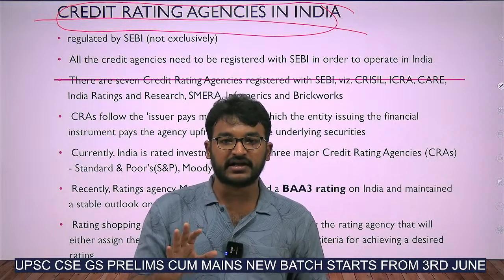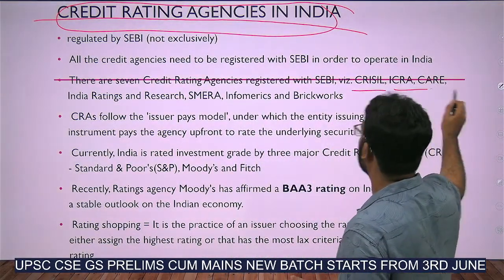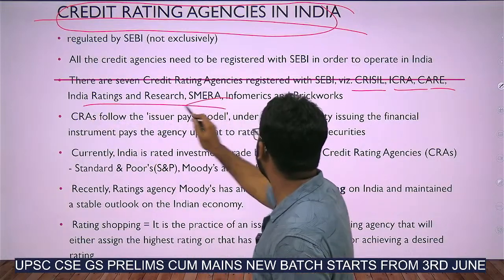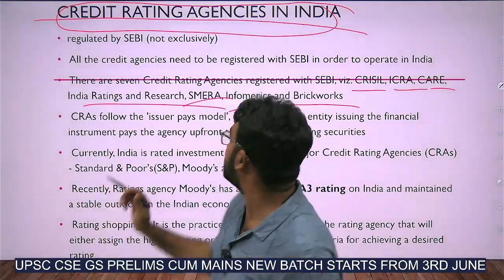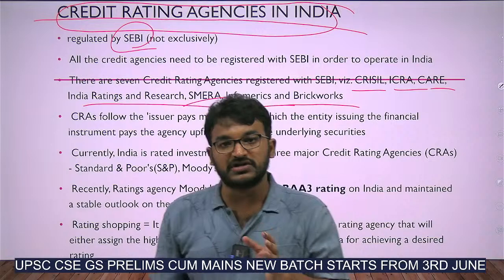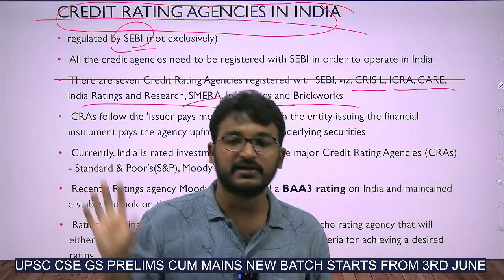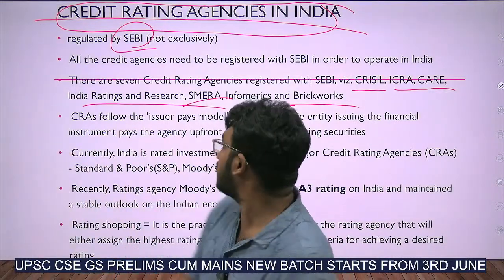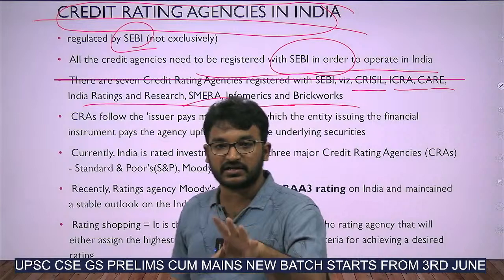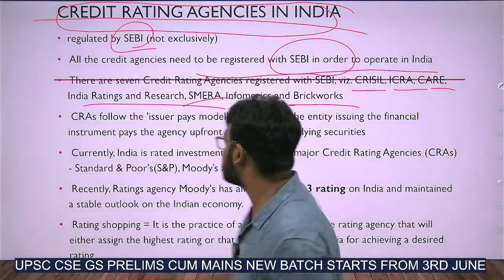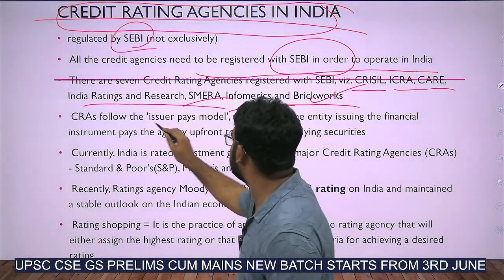There are around 7 credit rating agencies in India: CRISIL, ICRA, CARE, India Ratings and Research, SMERA, Infomerics and Brickworks. All these credit rating agencies in India must be registered with SEBI. Not only SEBI, there is some oversight of RBI also, but mostly they are regulated by SEBI. Here SEBI is the main anchoring institution. All credit rating agencies need to be registered with SEBI in order to operate in India. And how many agencies are registered in India? 7.